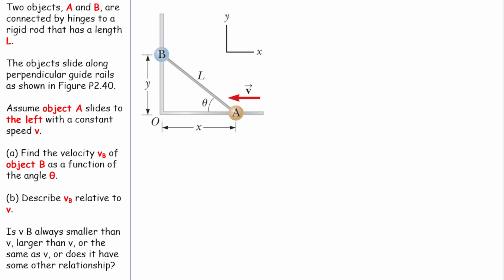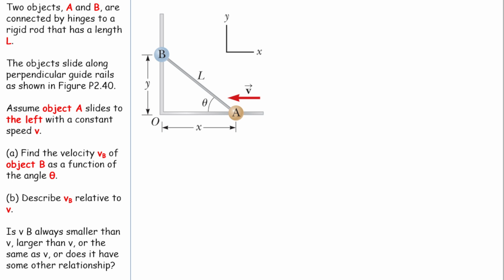Two objects A and B are connected by a hinge to a rigid rod that has length L. The objects slide along perpendicular guide rails as shown in figure P2.40. Assume object A slides to the left with a constant speed v. Find the velocity Vb of object B as a function of the angle theta, and describe Vb relative to v. Is Vb always smaller than v, larger than v, or the same as v, or does it have some other relationship?